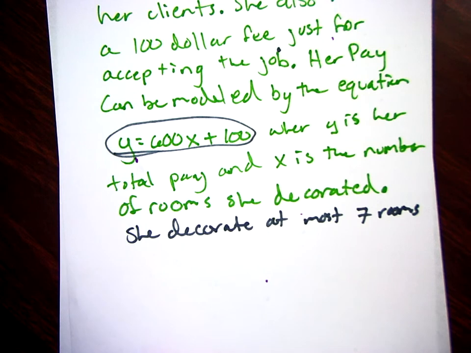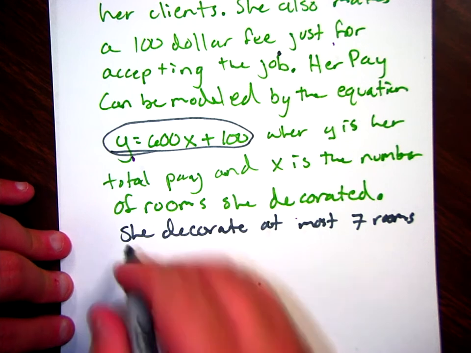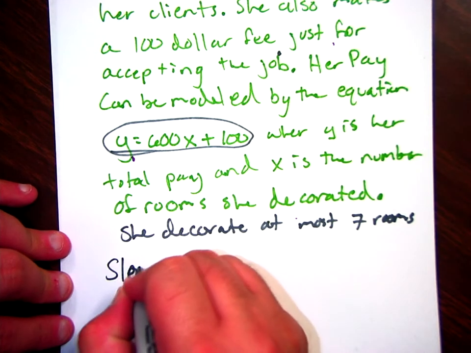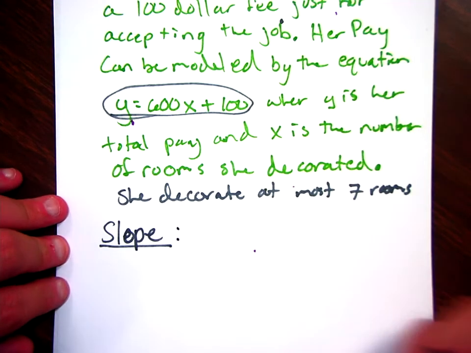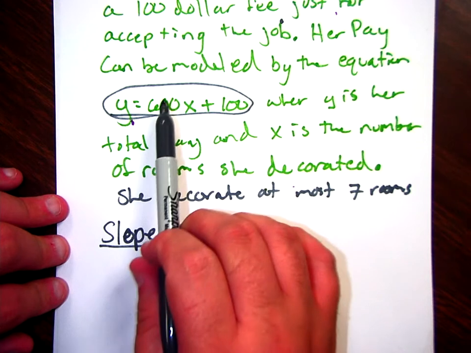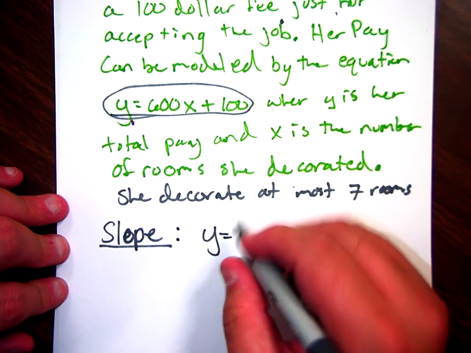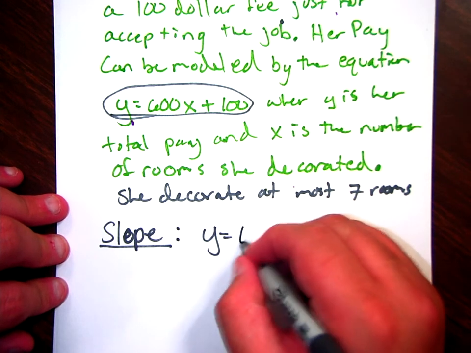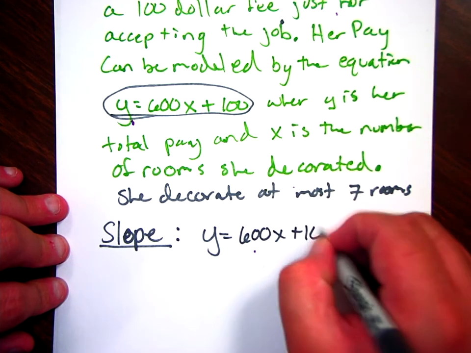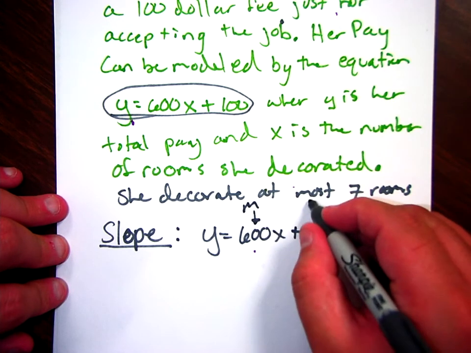Okay, so last problem, here we go. Let's talk about the slope first, the rate of change. Now remember, this equation looks mighty familiar. It's just point-slope formula. I'm sorry, slope-intercept formula. Y equals 600x plus 100, where this guy is your M and this guy is your B.